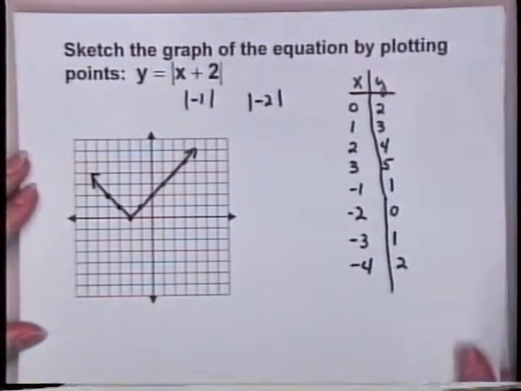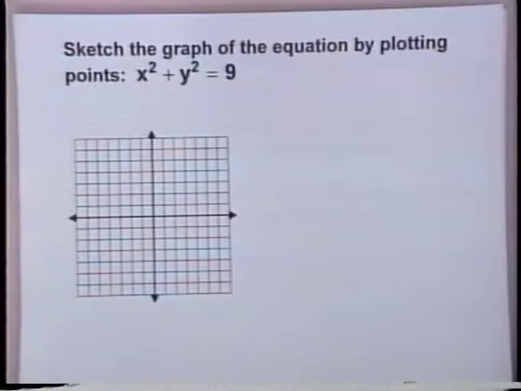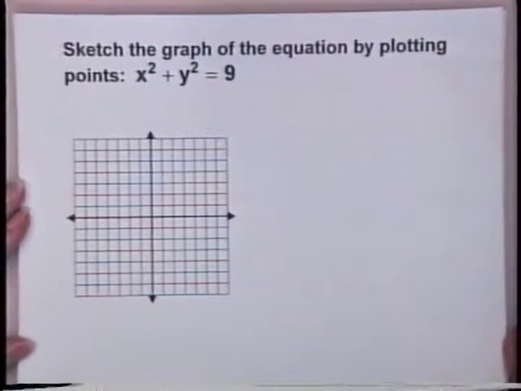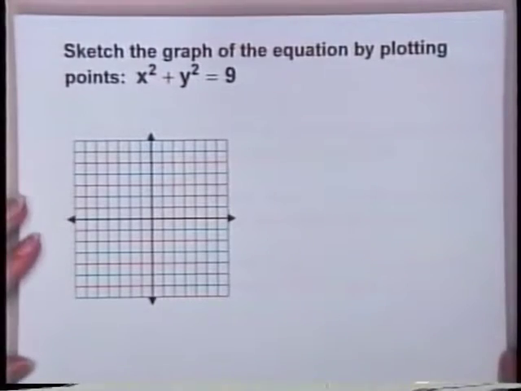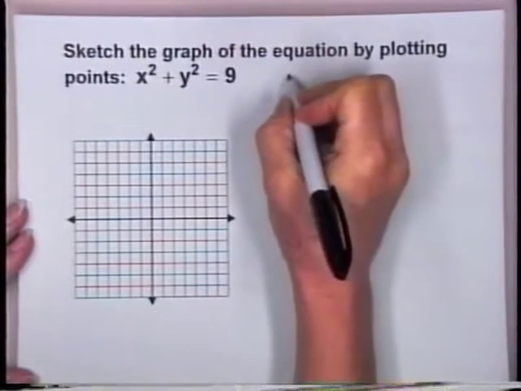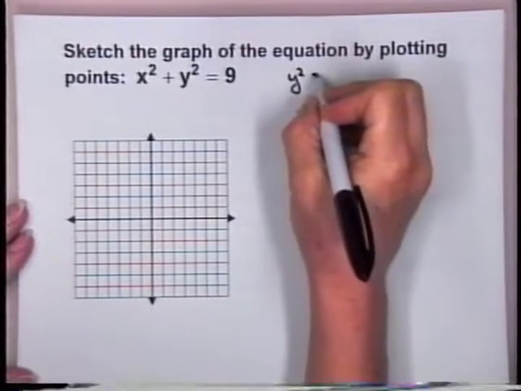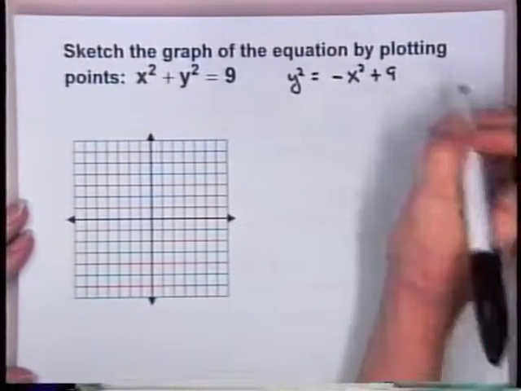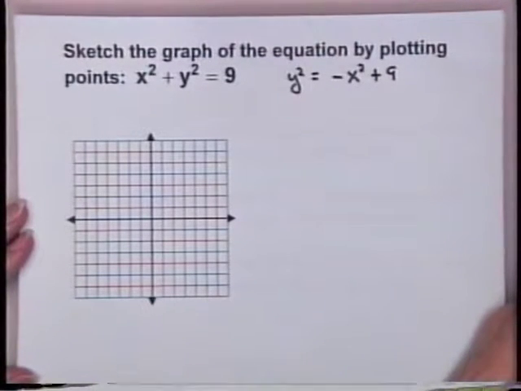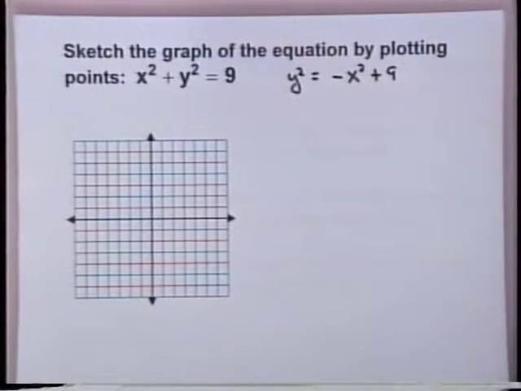Okay, I want to do one other equation where we're just sort of plotting points to explore some differences here. Sketch the graph by plotting points, and we have x squared plus y squared equals 9. Now, we've been trying to get this equation solved for y to make it easier to find values to put in here. So let's do that with this one. y squared, I'm going to subtract the x squared, is minus x squared plus 9. Now, to solve for y, I'm going to need to take a square root. Now, I want to talk about this to point out a difference.